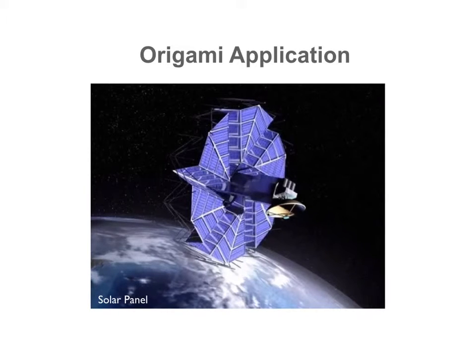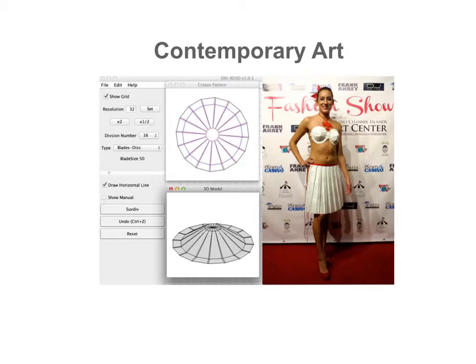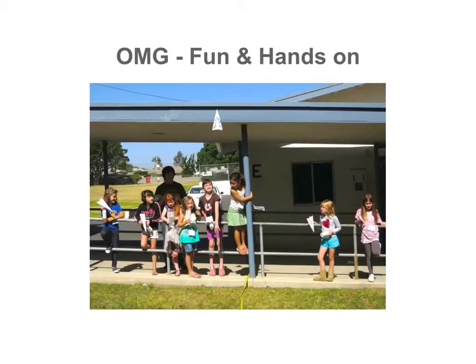Next example is a solar panel in a spacecraft. It uses origami concept to pack them so small during the flight. And then when they reach the destination, they can open up and collect the solar energy. So there are many other applications. And this one, I used the origami math to design this fashion. So I told the model, this is a paper dress. Please don't smoke. So we had a great time in the fashion show.